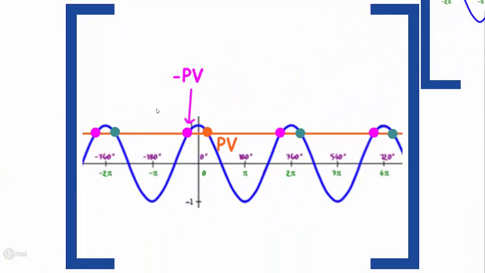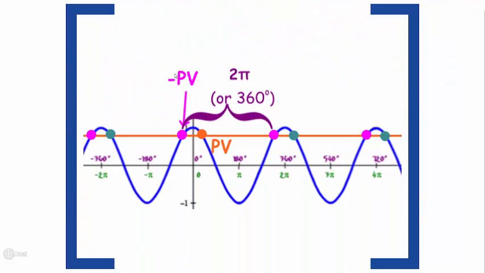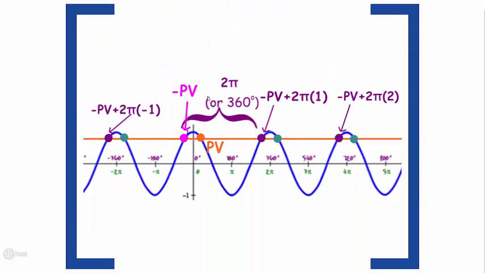So next, let's take a look, instead of at our principal value, at the exact opposite, so negative PV. And we'll notice the same thing. This negative PV to the next point is 2 pi or 360 away. And so we can establish the same kind of relationship where this point here is our negative principal value plus 2 pi times 1. And then over here, our negative principal value, so we started at this point, plus 2 times 2 pi. Or working backwards, negative principal value, this pink point, plus 2 pi times -1 because we're going to the left.